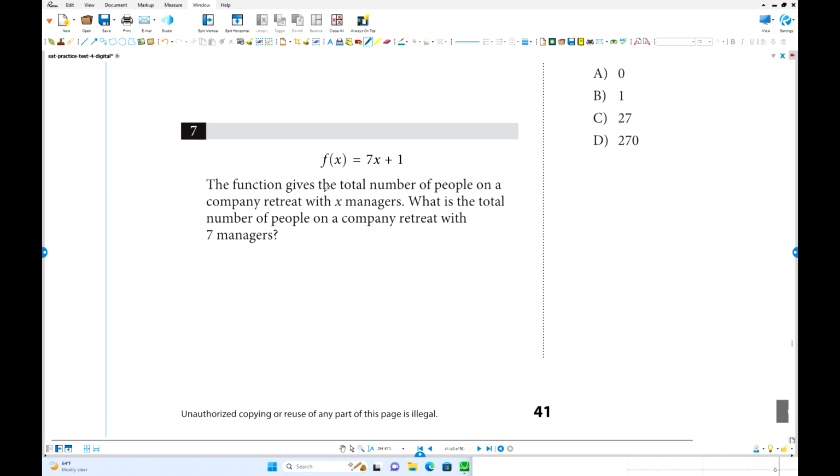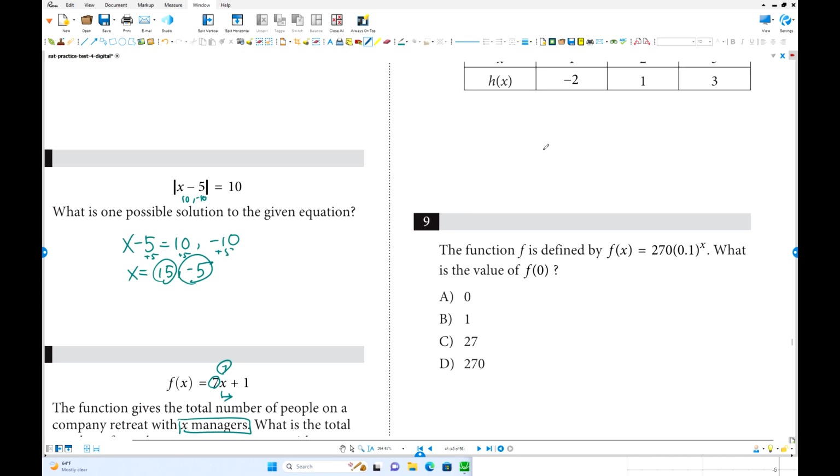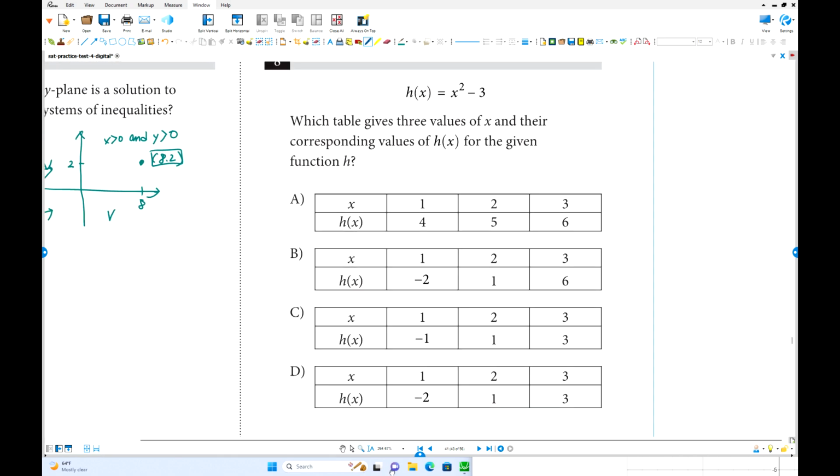So number 7. The function gives the total number of people on a company retreat with x managers. This is the number of managers. What is the total number of people on a company retreat with 7 managers? If we have 7 managers, each manager brings 7 people, something like that. So 7 times 7 plus 1 is 49 plus 1, which is 50. That's the answer.